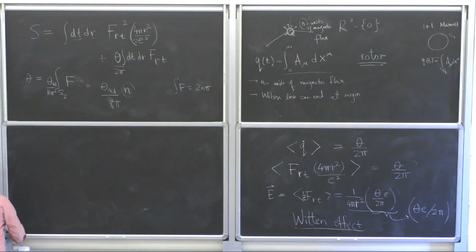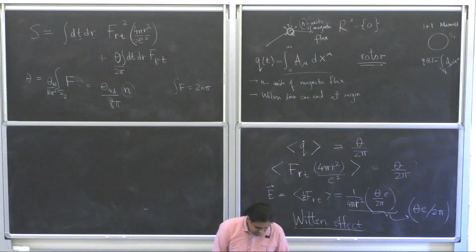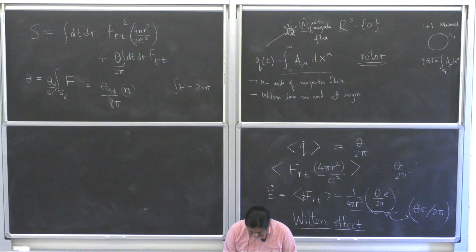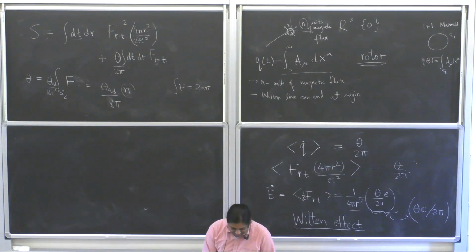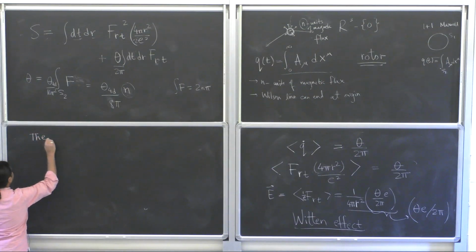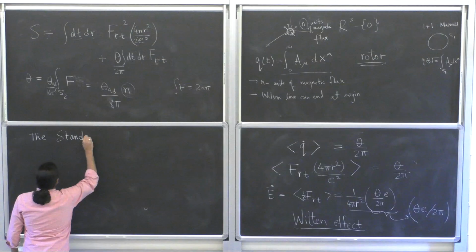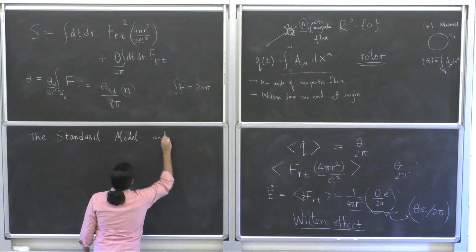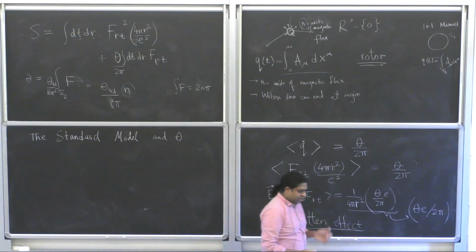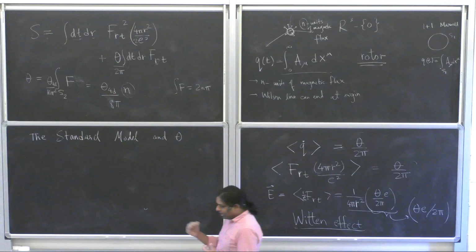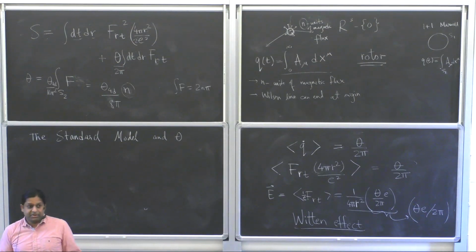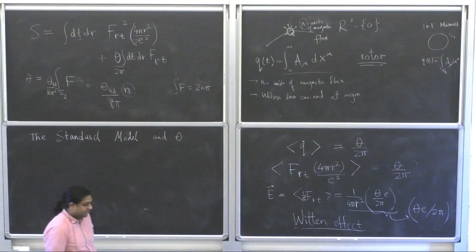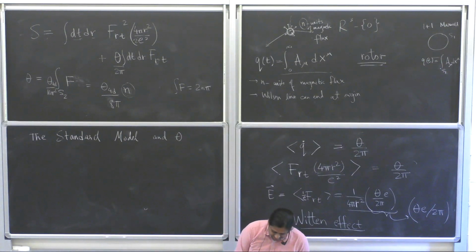Okay, so we're going to shift gears now, and we're going to talk about the theta term in the standard model, focusing more on its phenomenological role. Really, this is done in two parts. One is to just think about the standard model at high energies, much above the QCD scale, where it's a perturbative theory, and think about perturbative aspects of the theta term and how it shows up.